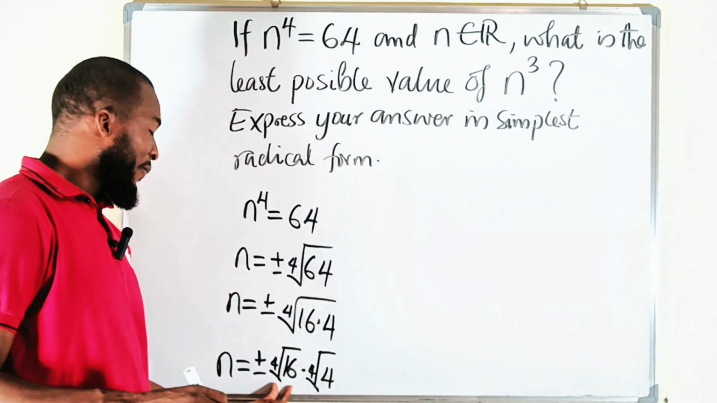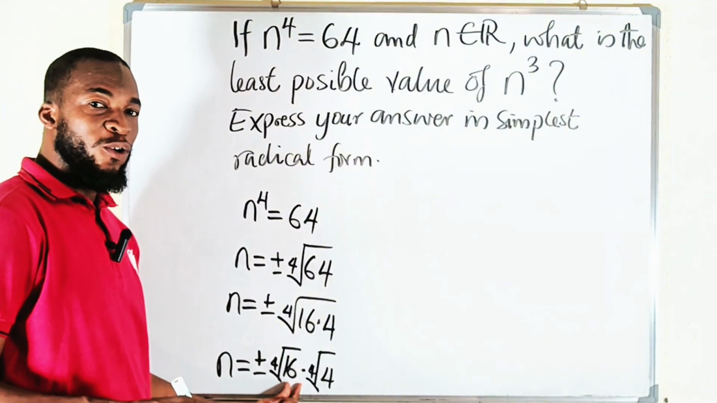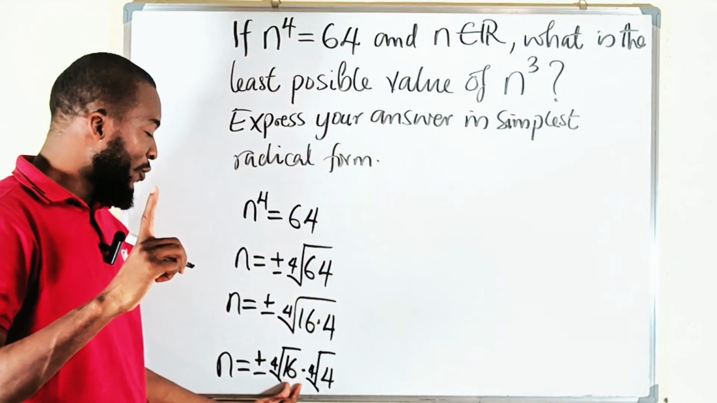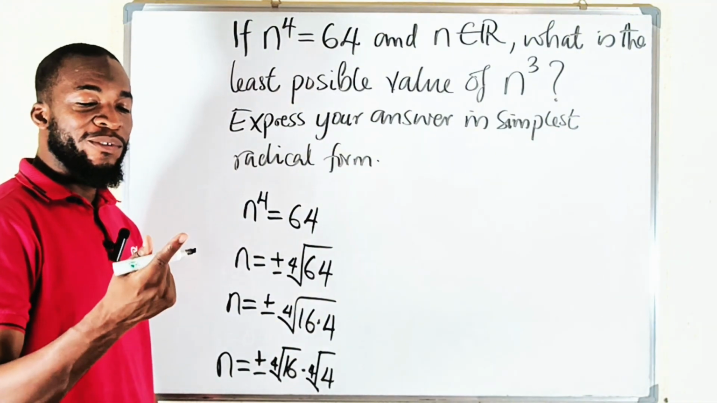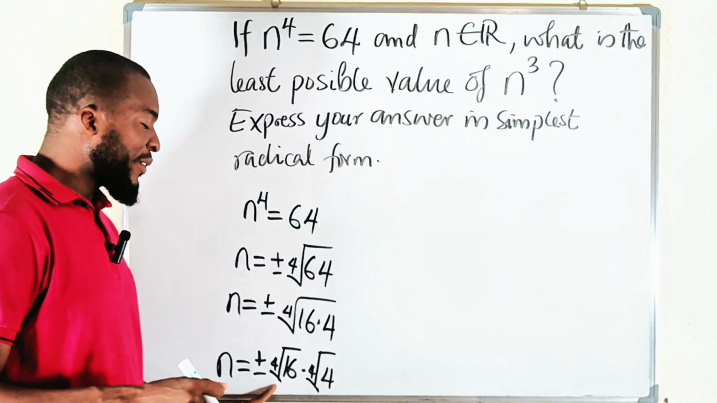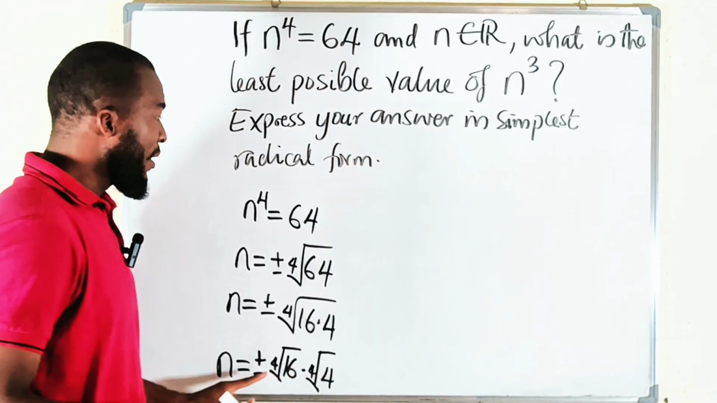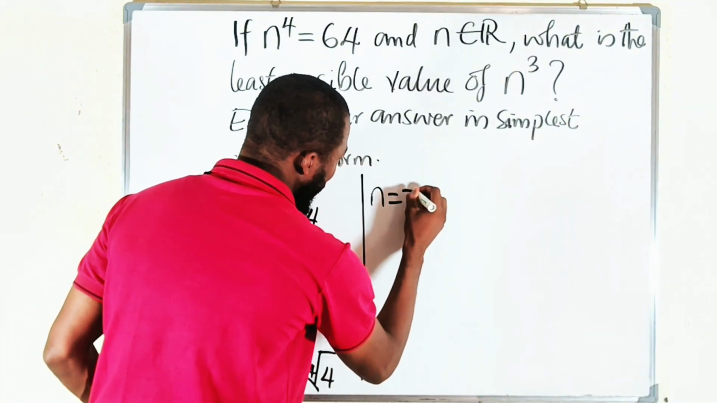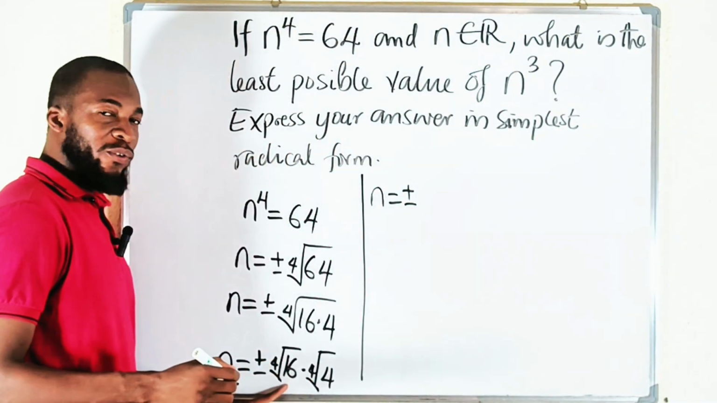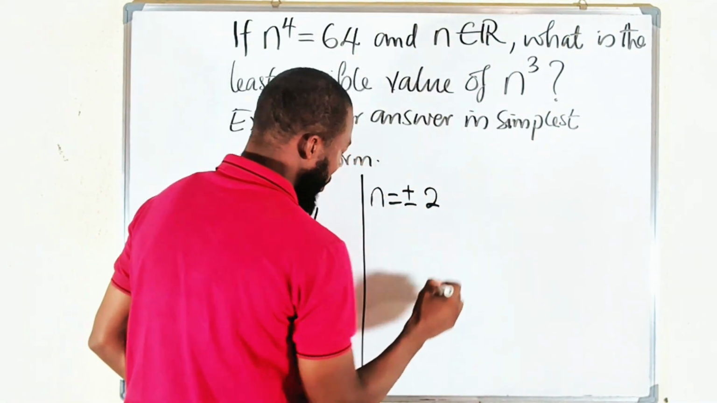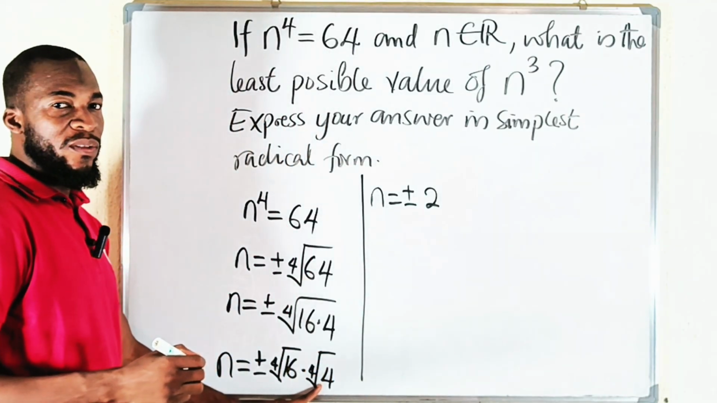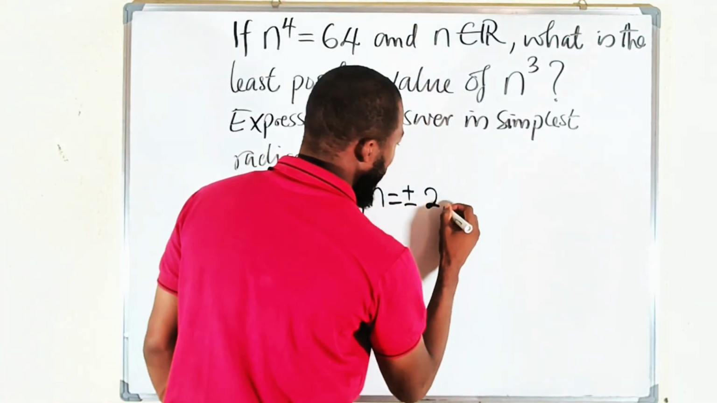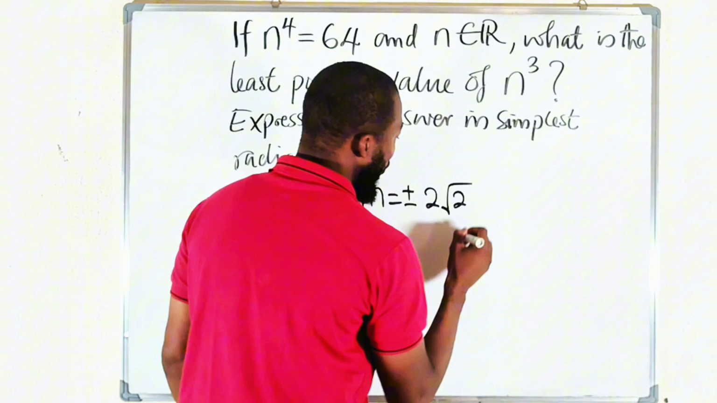The fourth root of 16 is equal to what? 2. You should know that because 2 times 2 times 2 times 2 will give us what? 16. Therefore, we can say that n is equal to plus or minus the fourth root of 16, which is 2, and the fourth root of 4 is square root of 2. Square root of 2. Why?